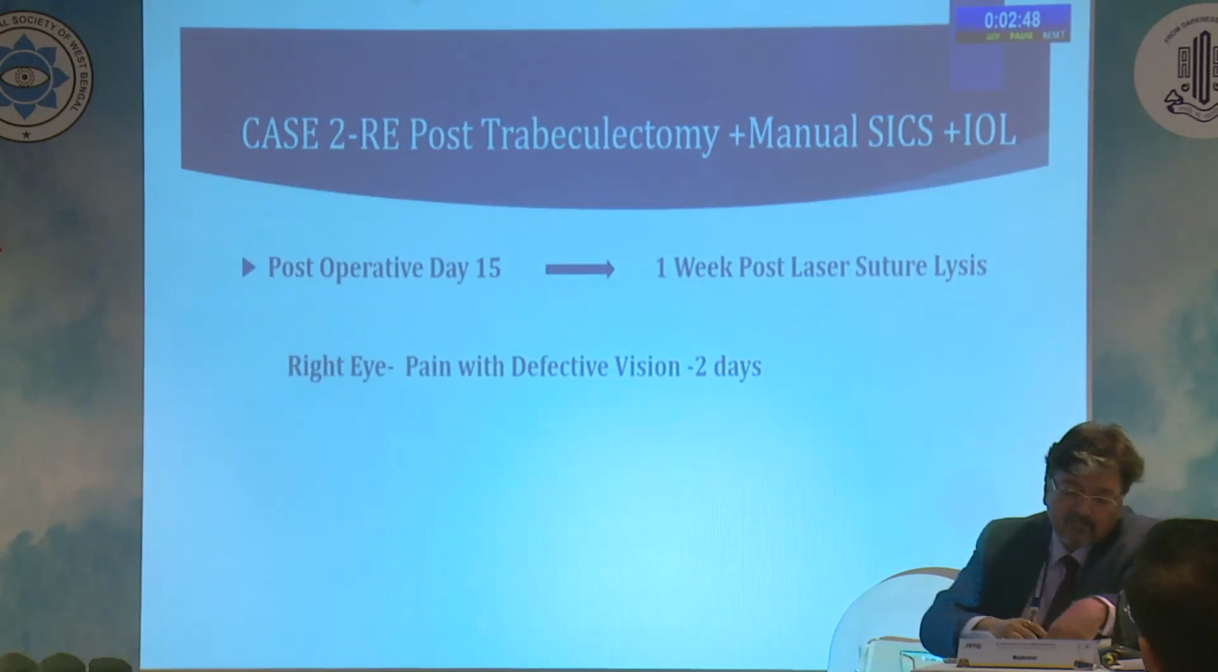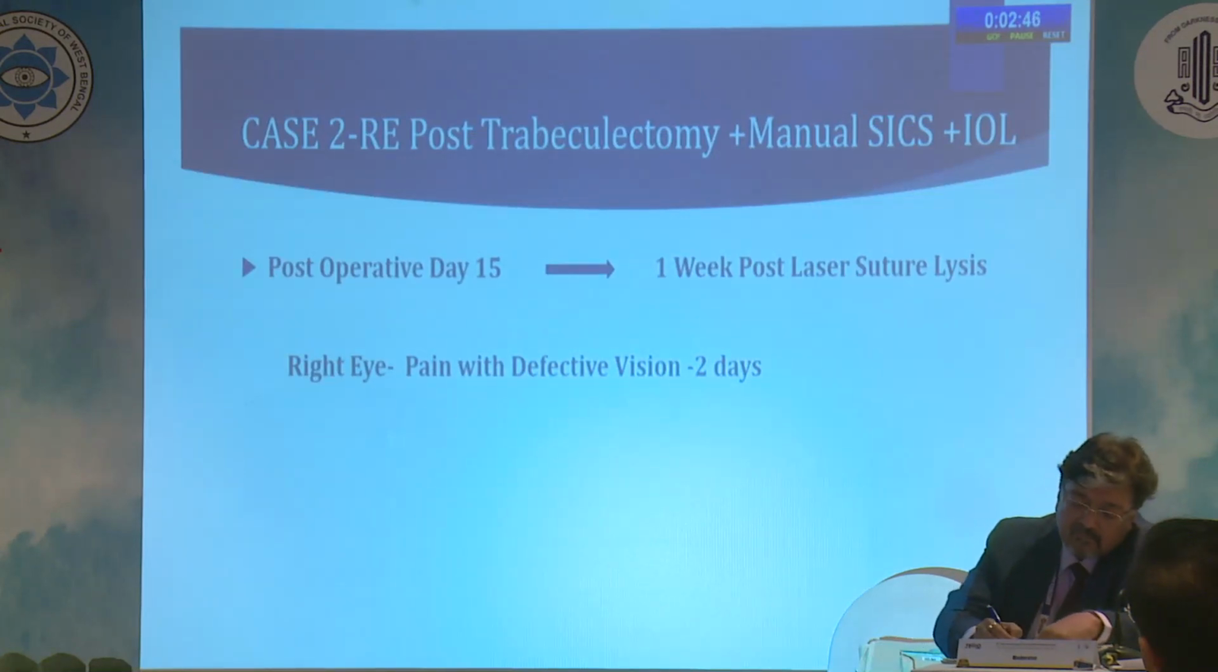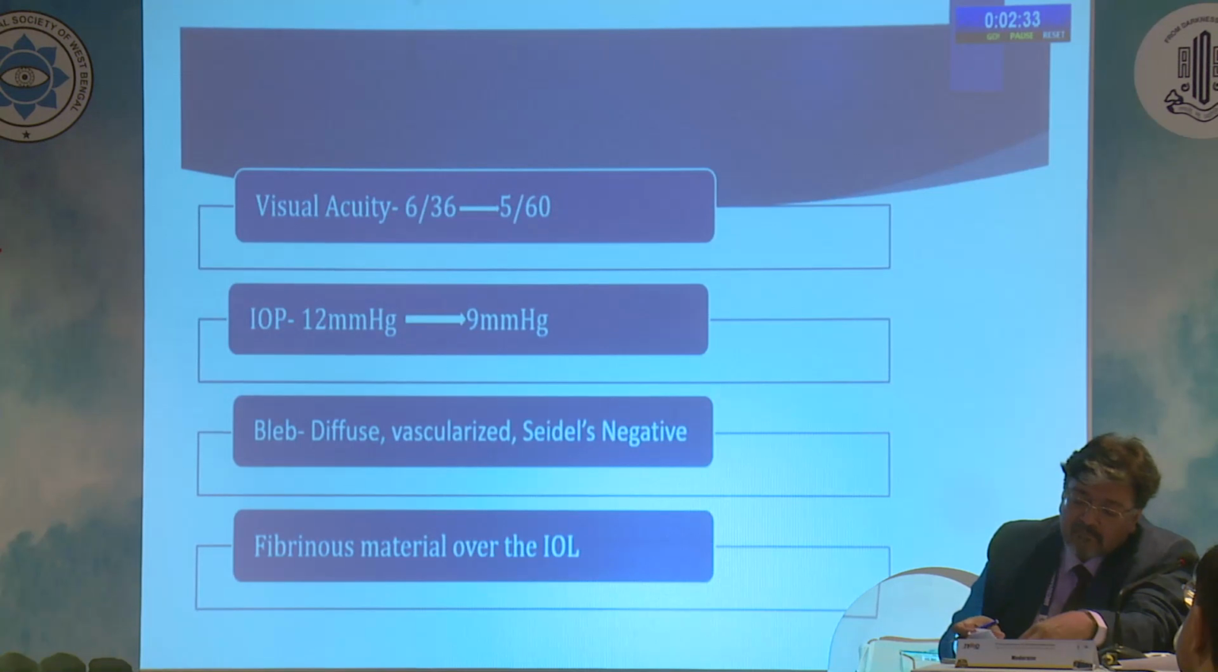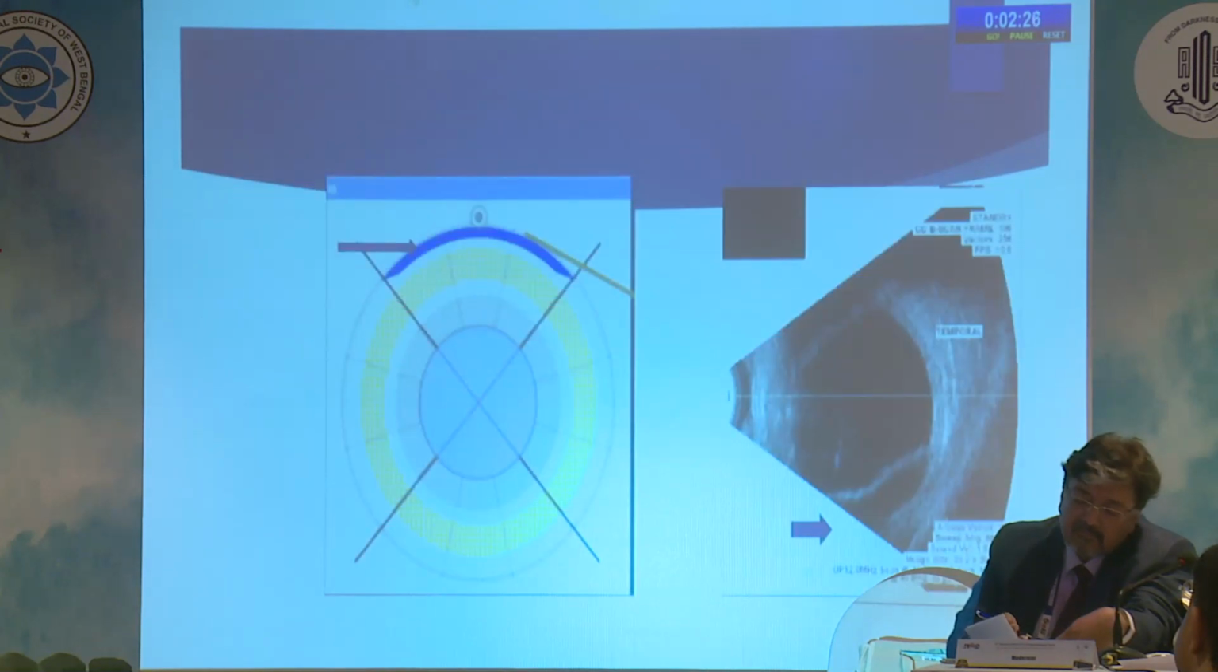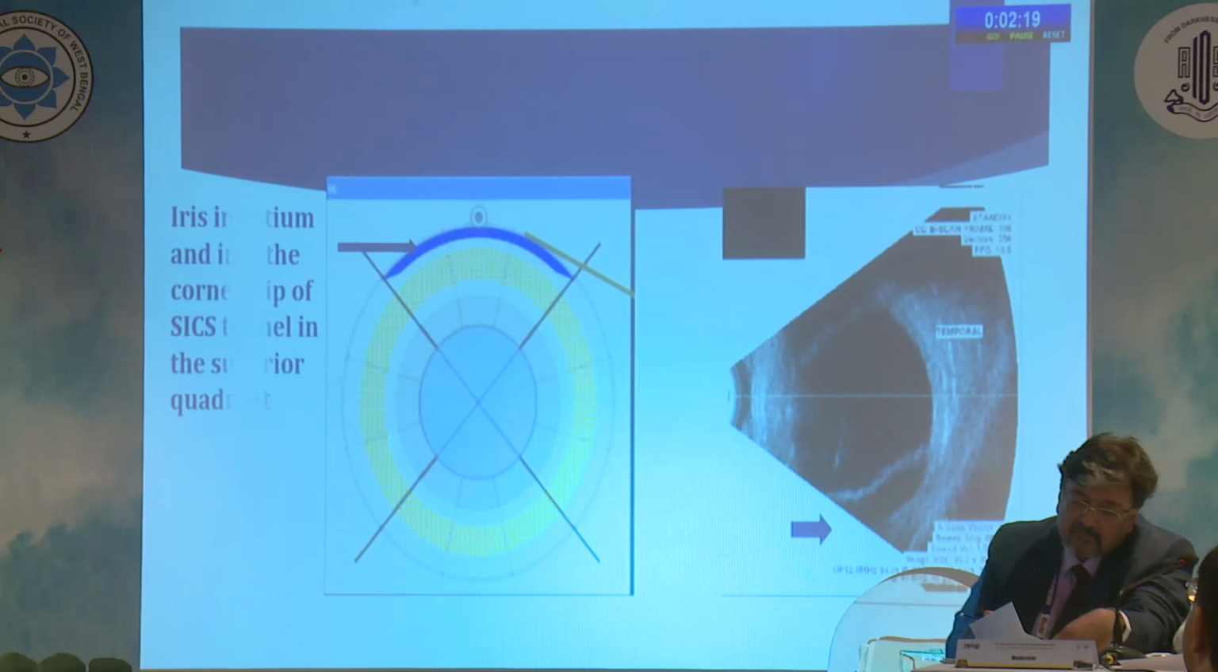In case 2, patient presented with pain and defective vision for 2 days, 15 days post uneventful trabeculectomy with manual small incision cataract surgery and post laser suture lysis. Vision was 5/60 with a diffuse vascularized bleb, Seidel's negative, grade 4 shallow AC was seen. Patent surgical PI documented earlier was not visualized. Gentle gonioscopy revealed iris in the scleral tunnel. Choroidal detachment seen in B scan.